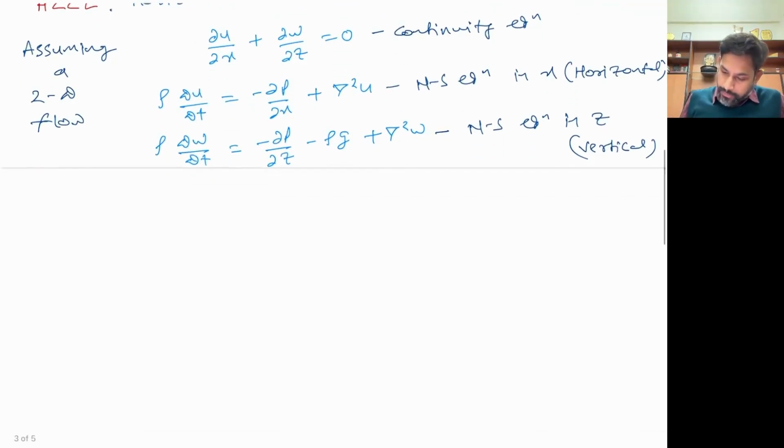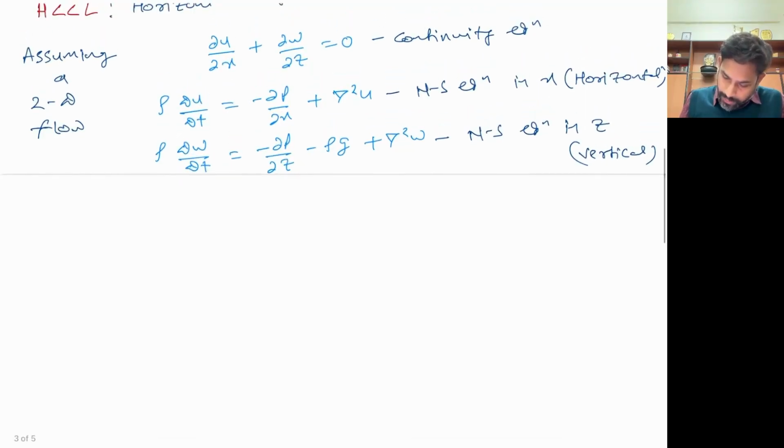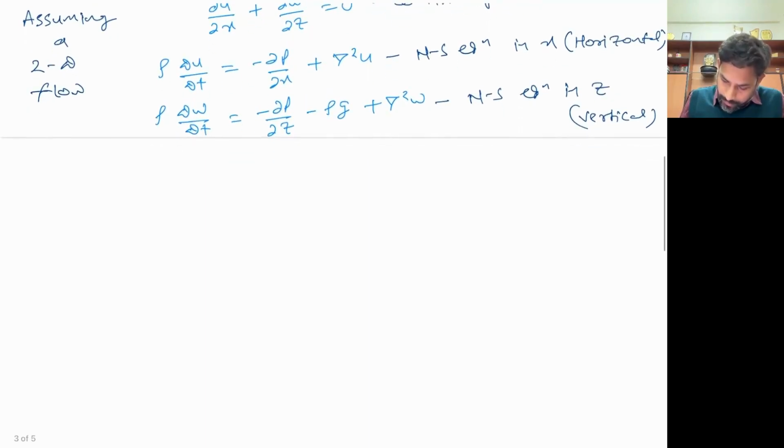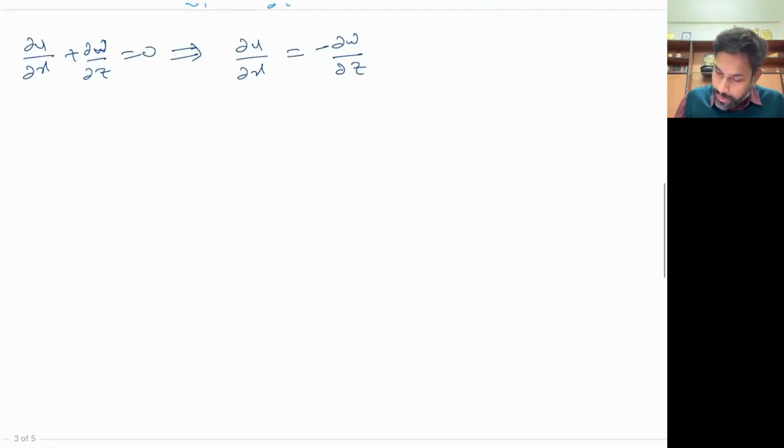Okay, so now let's start with the continuity equation here, which says that du by dx plus dw by dz is equal to 0. This actually means that du by dx is equal to minus dw by dz. Okay, so here we now apply a scale analysis. This is the information we have from the continuity equation, but now we want to simplify this equation, and we will use a technique called scale analysis.